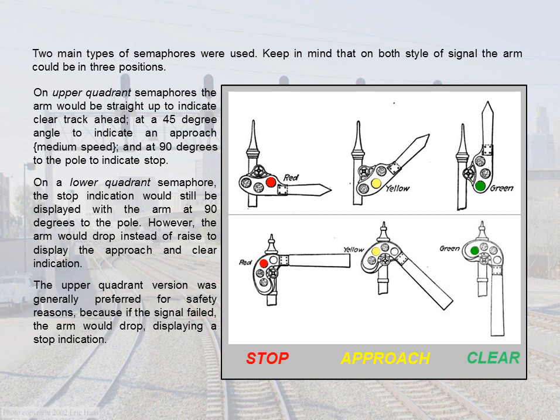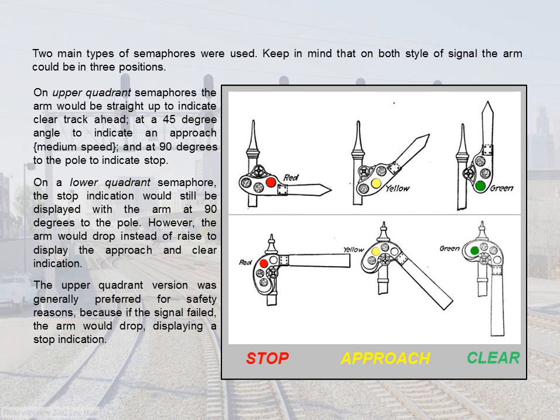2 main types of semaphores were used. Keep in mind that on both styles of signal the arm could be in 3 positions. On upper quadrant semaphores, the arm would be straight up to indicate clear track ahead, at a 45-degree angle to indicate an approach or medium speed, and at 90 degrees to the pole to indicate stop.